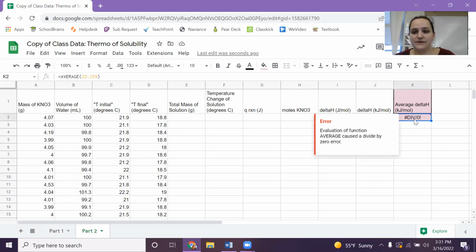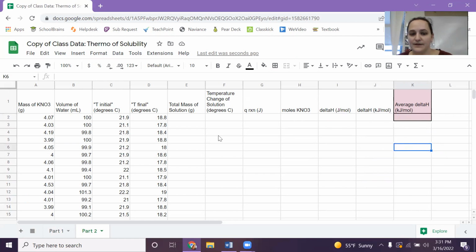So that's the one piece as far as spreadsheet functioning that is a little bit different for part 2, but otherwise it's just very basic math. Once you've done it for one trial, copy and paste it down for the rest, and then the last step is just taking that average. So hopefully that is helpful.